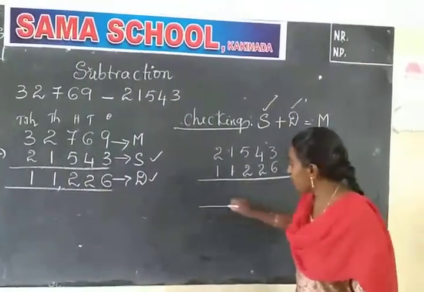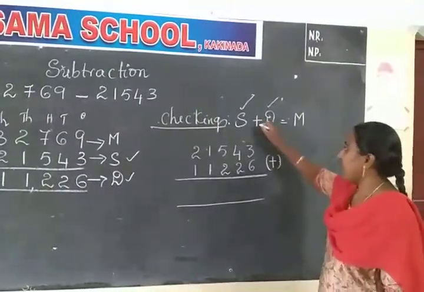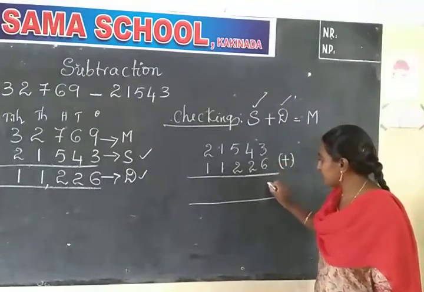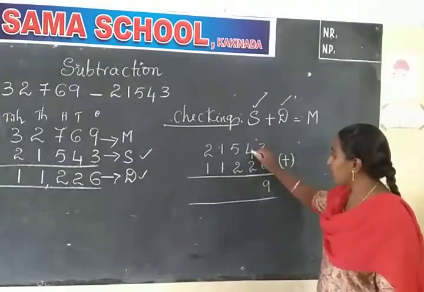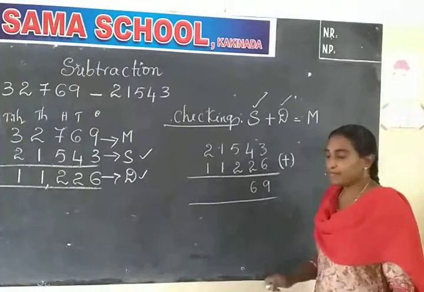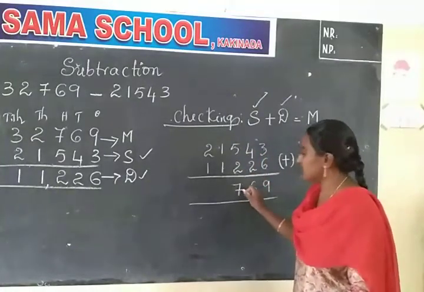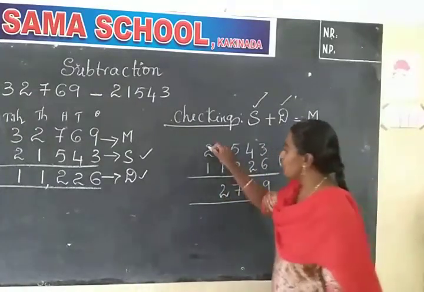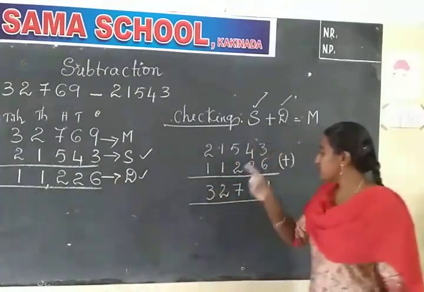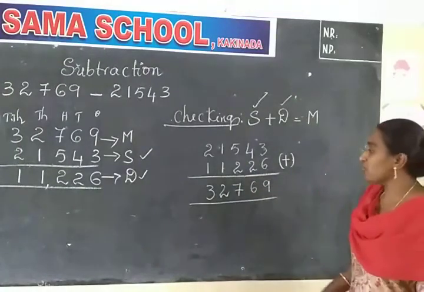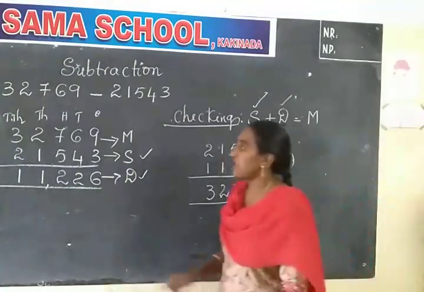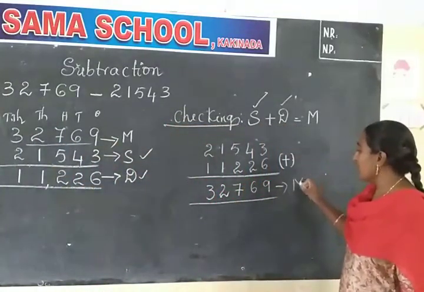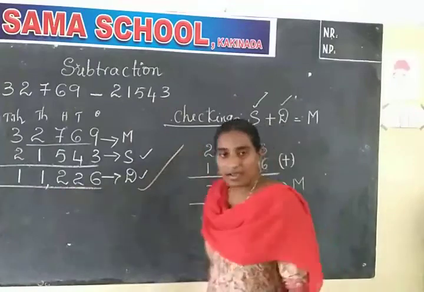And we have to do addition. Add the subtrahend and difference. 3 plus 6, 9. 4 plus 2, 6. 5 plus 2, 7. 1 plus 1, 2. 2 plus 1, 3. Check the number whether we got the minuend or not. 32,769. See, we got the minuend. So our answer is correct.